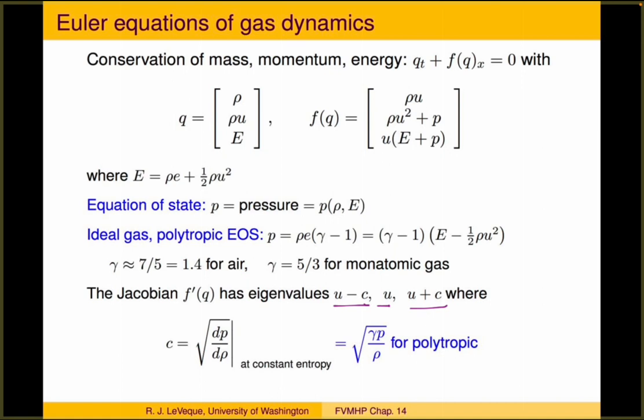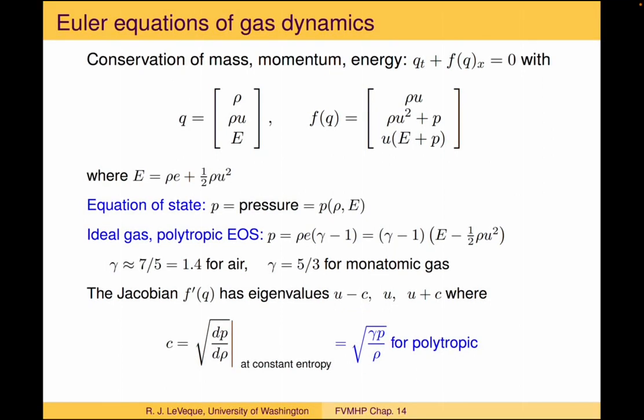So we have sound waves which can propagate at speed plus or minus c, the speed of sound relative to the fluid velocity, but then there can also be something transported at the speed of the fluid velocity itself. And the sound speed in general is the square root of the derivative of pressure with respect to rho when calculated at constant entropy, because sound waves are isentropic. And for a polytropic gas, that just reduces to being the square root of gamma p divided by rho. So with that definition of c, those are the eigenvalues of the Jacobian matrix.